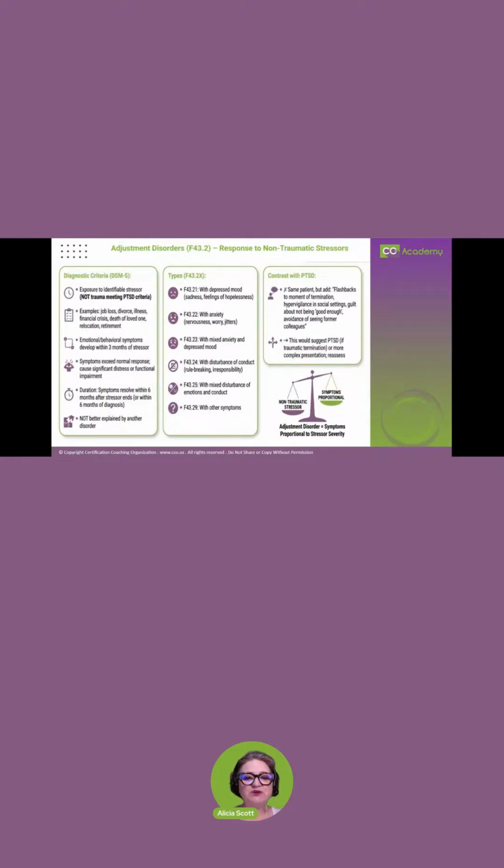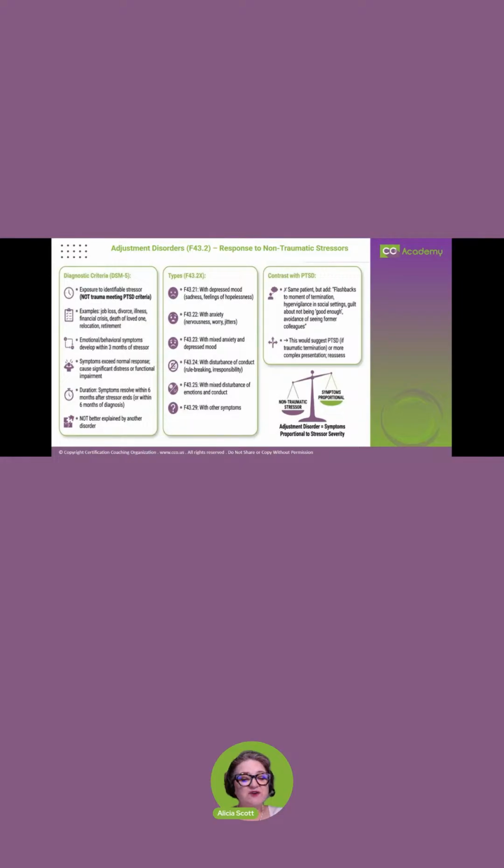So, what do we do when we see documentation for adjustment disorders? What's the specific stressor? Is it job loss, divorce? Is it a medical diagnosis or death? And when did the stressor occur? Now, the timeline is going to be critical because of that 6-month window. What emotional or behavioral symptoms developed? Specify which type applies. Is it depressed, anxious, conduct? When did symptoms start? Should it be within 3 months after the stressor?